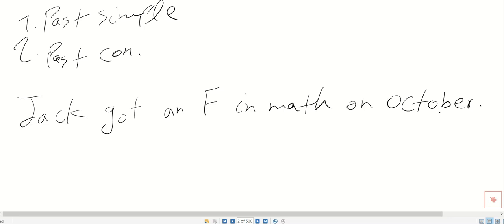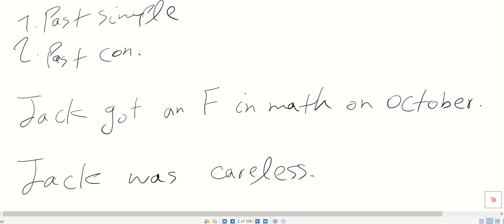For example, with a timeless one, Jack, again, was careless. Jack was careless. So this is an example describing a state of mind that is timeless, meaning indefinite time. Or, like, Jack hired a math tutor because he got an F in math, so he hired a math tutor. Or Jack studied more. After that, he received or he got an F.